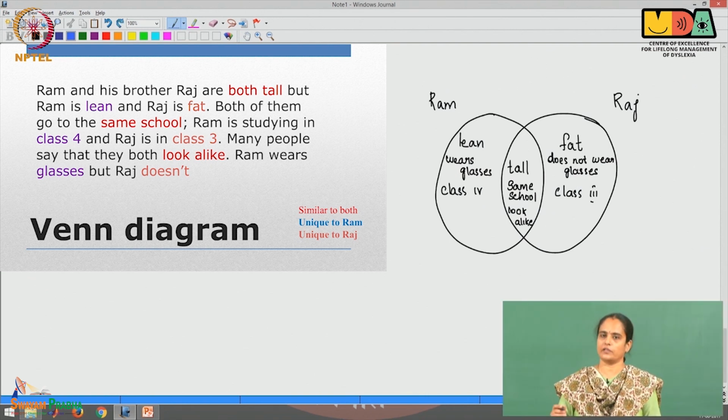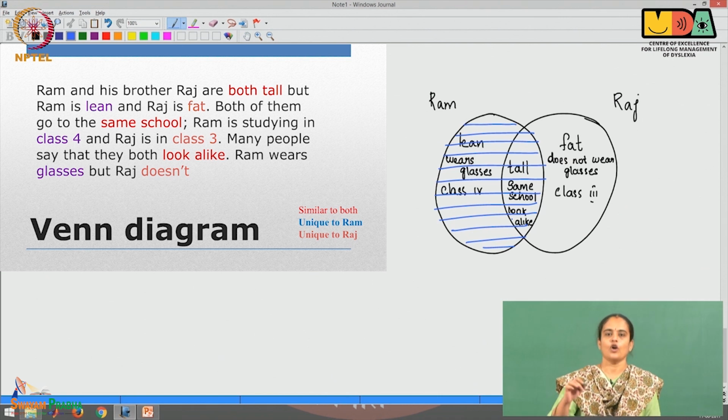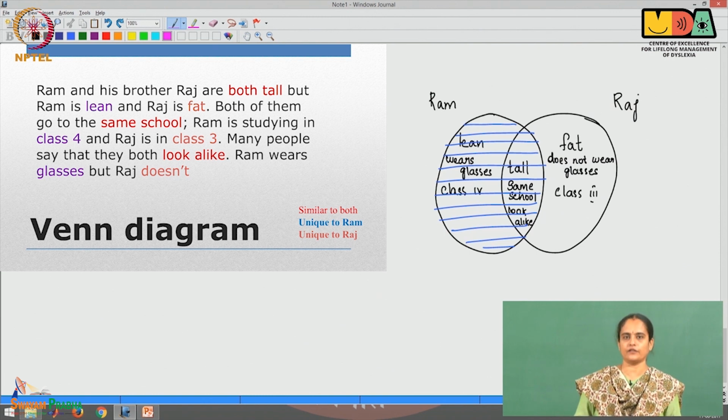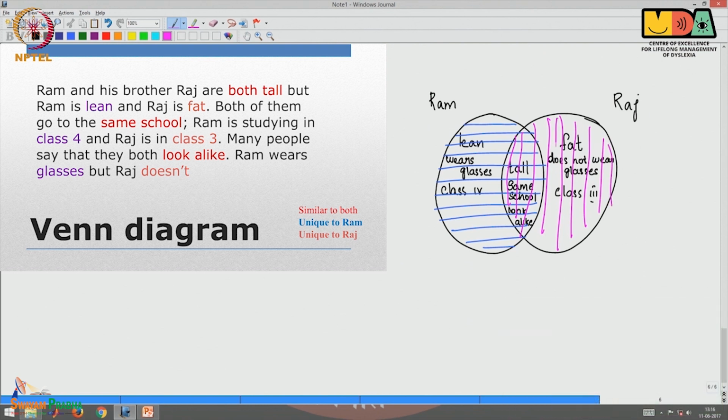Now, let us color code the Venn diagram. I am going to choose blue for things which are very, very specific to Ram. Please see that I am even coloring the portion which is in the intersecting part, because all the things belong to Ram. So, I am going to use pink denoting the features of Raj. So, wherever there is Raj, you will have to do the pink color.